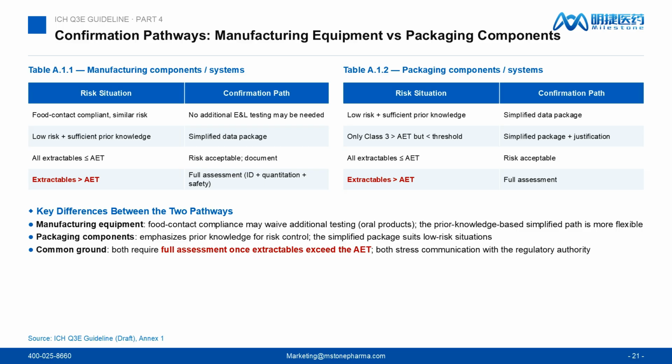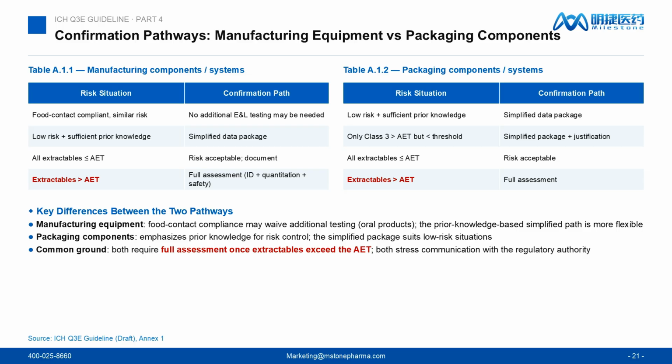Second, the prior knowledge route is more flexible for equipment, reflecting the fact that process equipment is often standard industrial hardware with long use histories. Packaging has its own distinctive path. If the only findings above the AET are Class 3 leachables below their safety thresholds, a simplified package with justification is possible.